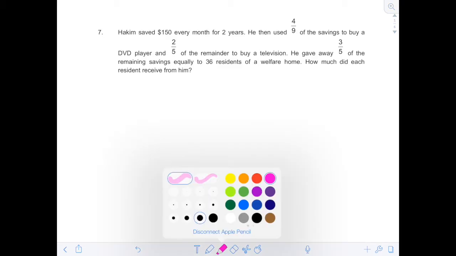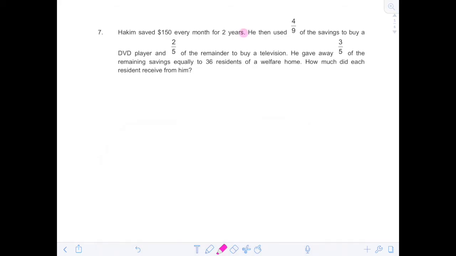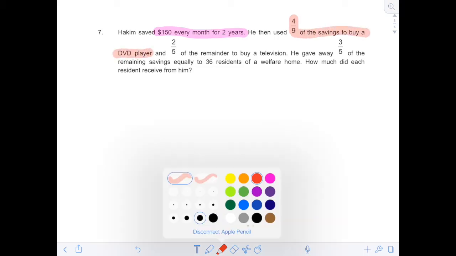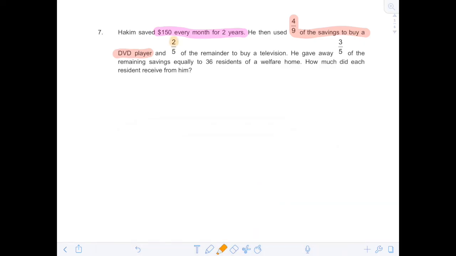Okay, so let's start by highlighting the main points out. First we know that Hakim saved $150 for 2 years. Next we know that he then used 4/9 of the savings to buy a DVD player. And next he used 2/5 of the remaining to buy a TV. Now again, you see the word remaining. I'm going to underline it because it's very, very important.